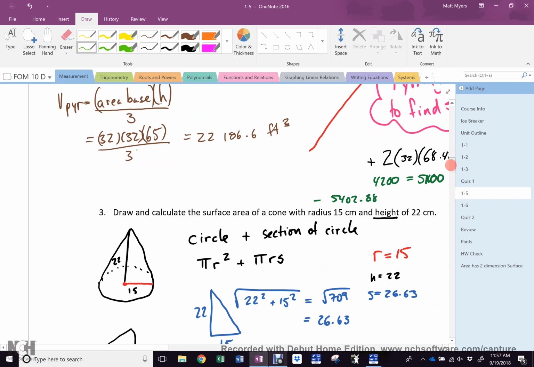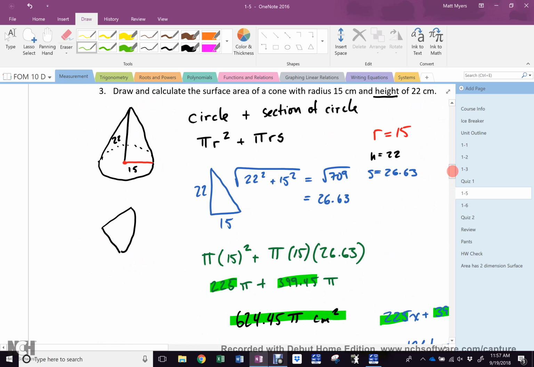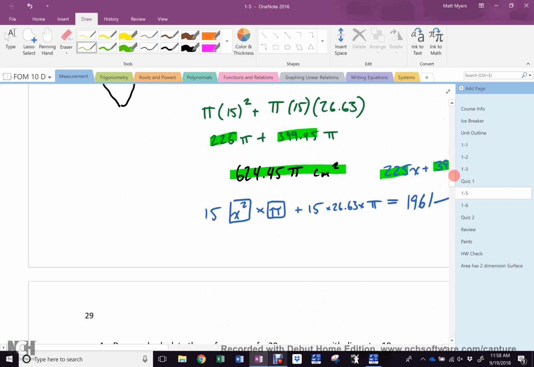All right, next one. A cone. What's a cone? Pyramid or prism? Pyramid, because it comes to a point. And we know that every pyramid is area of base times the height divided by what? 3. What's the base in a cone? It's a circle. How do I find the area of a circle? Pi r squared. So this is pi r squared h divided by 3.